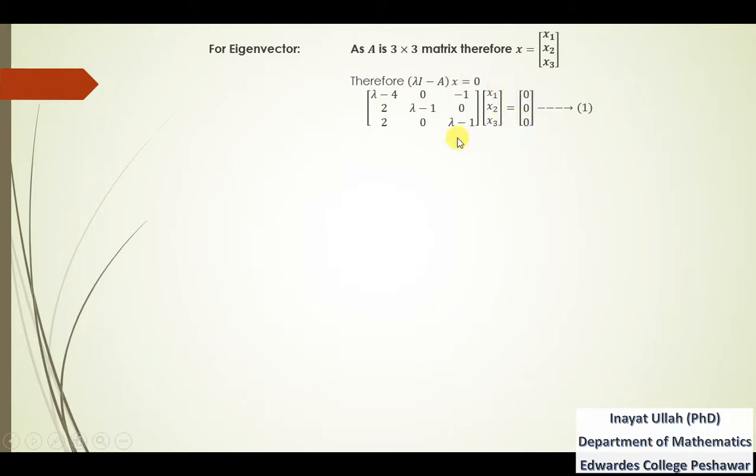Now we have got 3 values of lambda. First of all, we need to calculate this equation for the first value of lambda, which is actually 1. Lambda is equal to 1. So put lambda equal to 1 here. 1 minus 4 is minus 3, 0 minus 1 is 2, then again replace lambda by 1, 1 minus 1 is 0, and then again lambda is replaced by 1, so 1 minus 1 is 0. That is the matrix equation for lambda equal to 1.